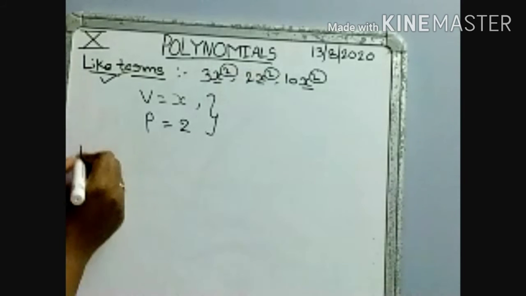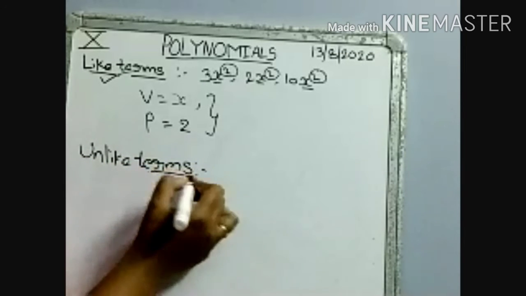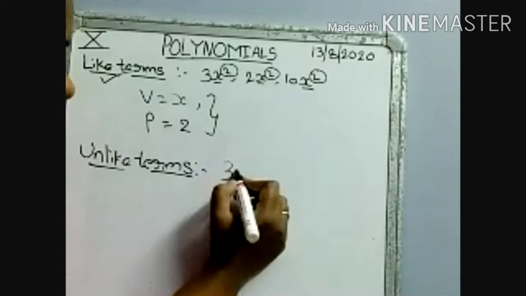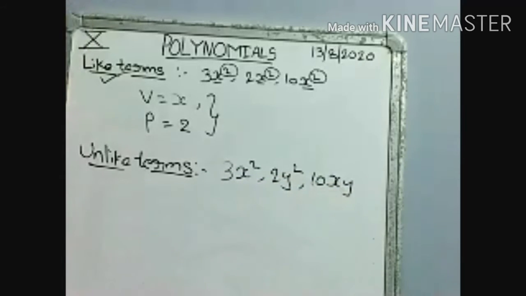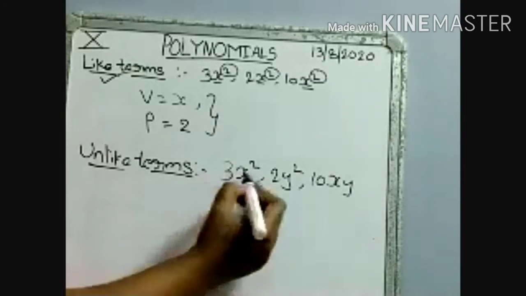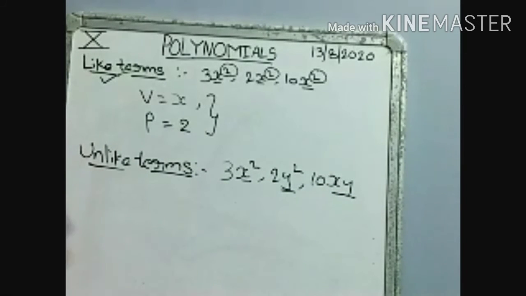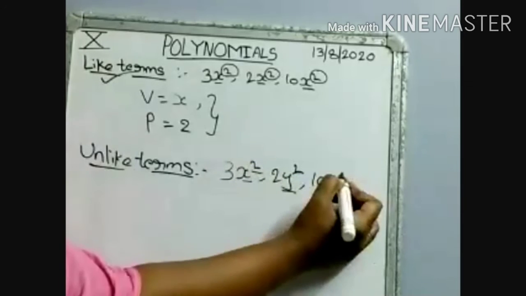So now you see the unlike terms. Like means same, unlike means it is not the same value. Suppose you take 3x square, 2y square, 10xy. Here you have to observe: here x variable, here y variable, here xy variable. Three different variables are there, so we can't find the values together. So it is called unlike terms. Here power 2, 2, here 1, 1 is there.